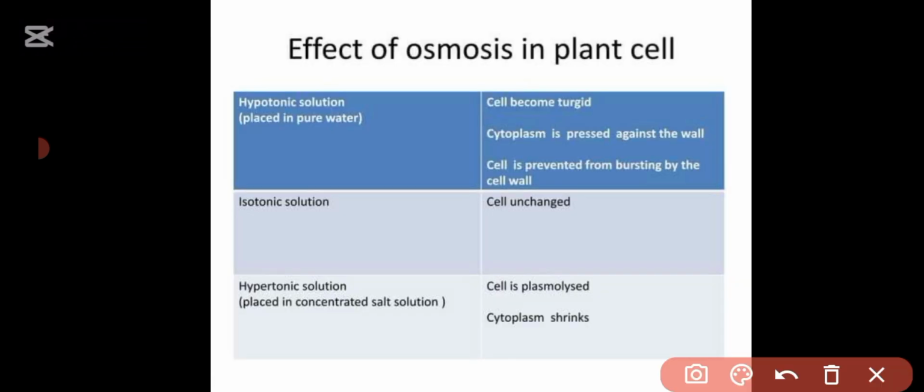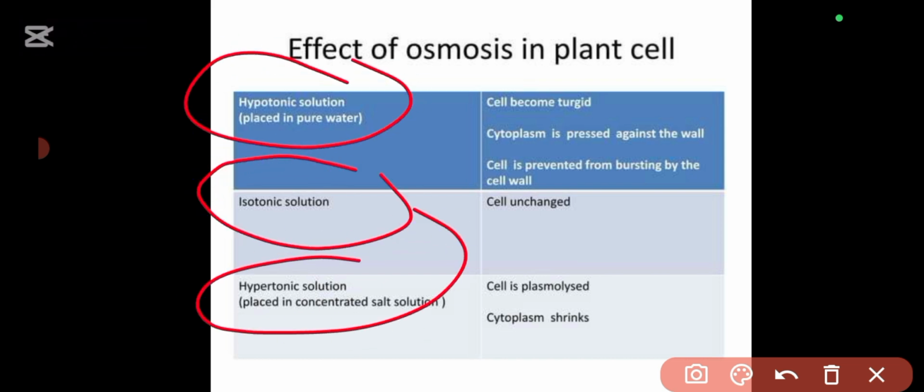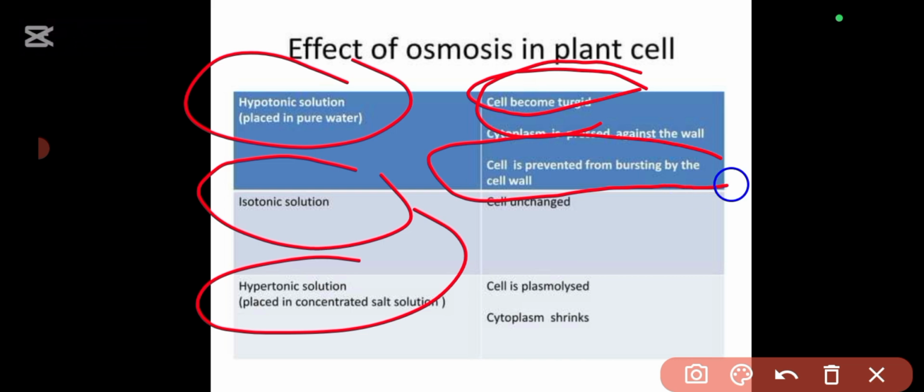Then we have effects of osmosis in plant cell: hypotonic, isotonic, and hypertonic. In hypotonic, the cell will become turgid. Cytoplasm is pressed against the cell wall here because the cytoplasm has absorbed a lot of water. It has become fully stretched. But the cell is prevented from bursting, unlike in an animal cell. In an animal cell, it will burst, but it will not burst in a plant cell because the cell wall will protect it.